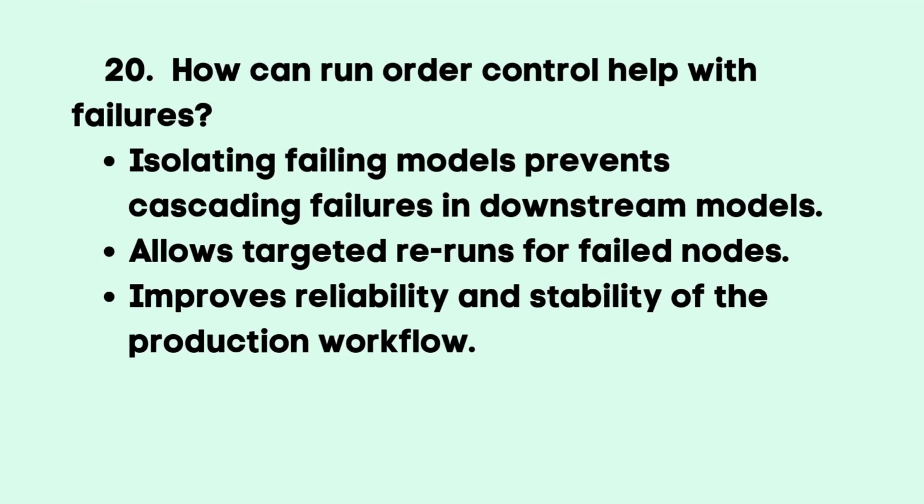How can run order control help with failures? Isolating failing models prevents cascading failures in downstream models. It allows targeted reruns for failed nodes. It improves reliability and stability of the production workflow.